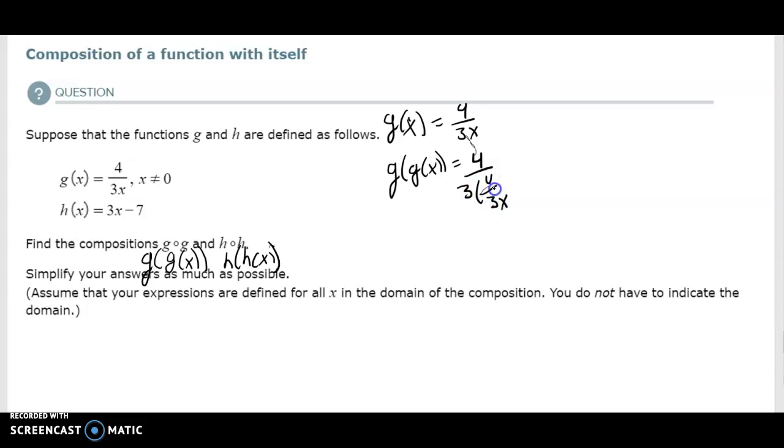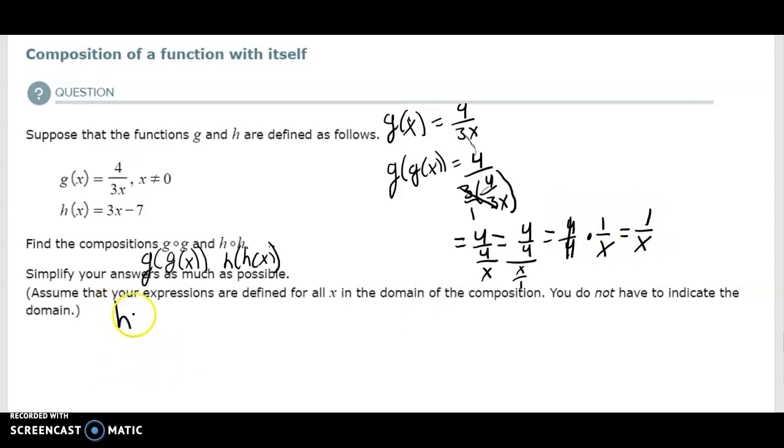And now I just need to simplify that. Well, these 3's are going to cancel out. So I get 4 divided by 4 divided by x. And that simplifies. And I can think of this as 4 over 4 divided by x over 1. Which is the same as 1 over x.